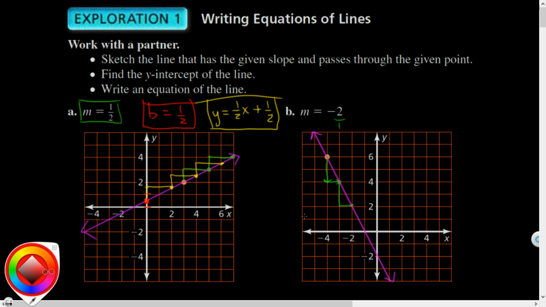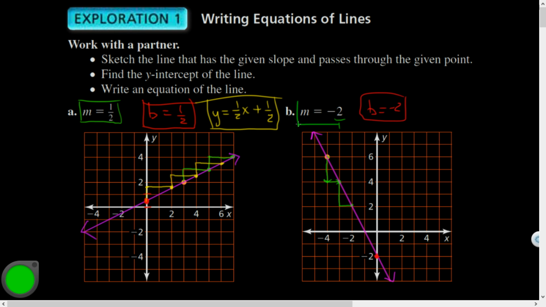So let's see. What does the y-intercept appear to be for this line? This one at least hit the grid. It looks like b equals negative 2. Our slope was given to us. m was equal to -2. So what would the equation of this one have been?